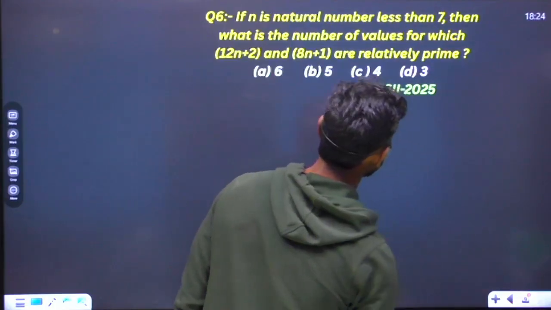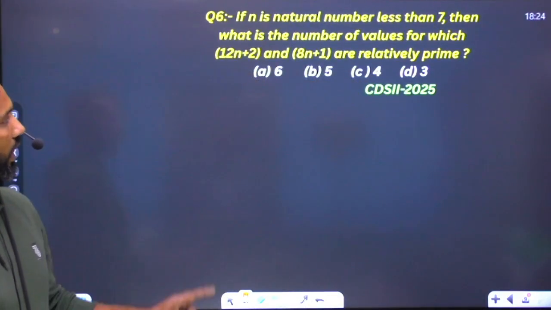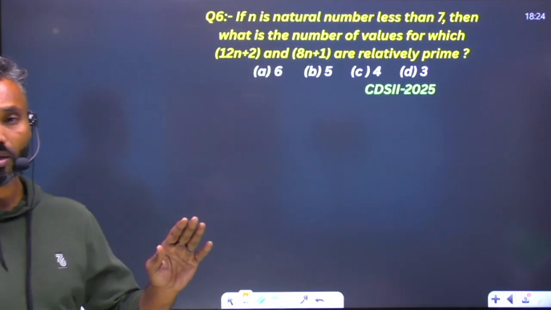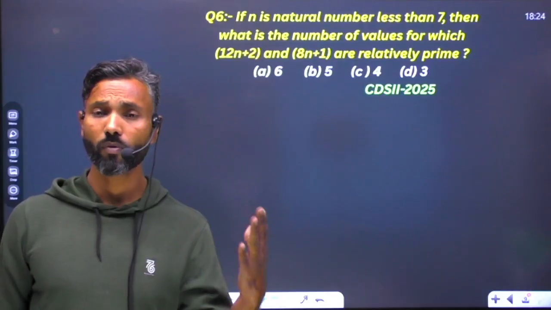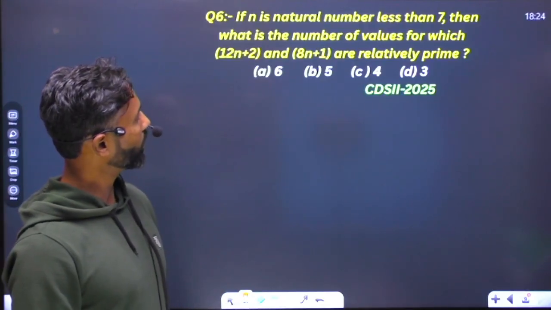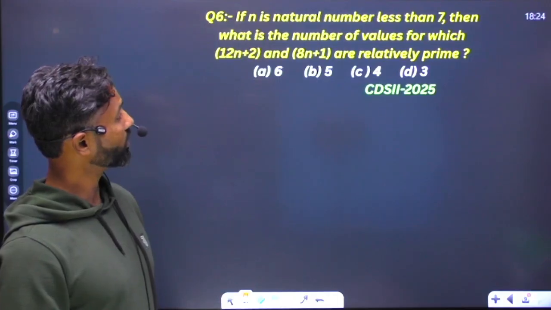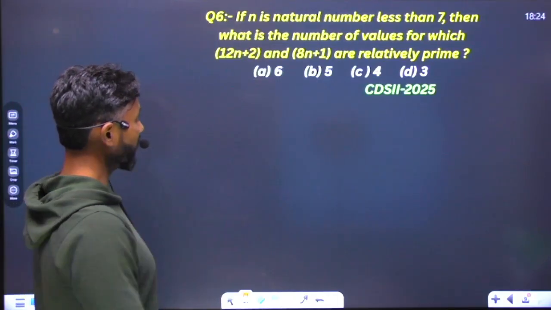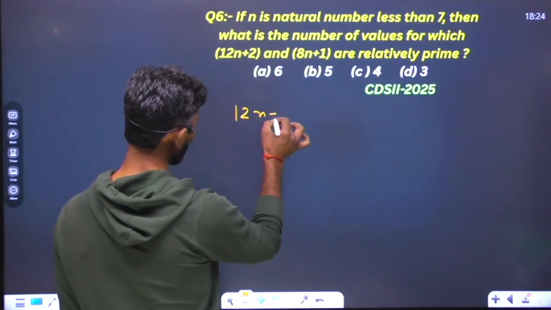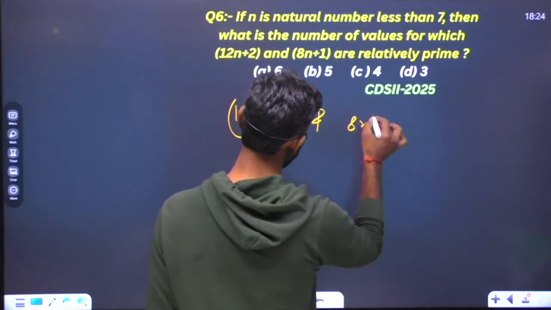Now I have the next question. The question says that n is a natural number less than 7, which means the value of n is possible from 1 to 6. Then what is the number of values for which 12n plus 2 and 8n plus 1 are relatively prime?